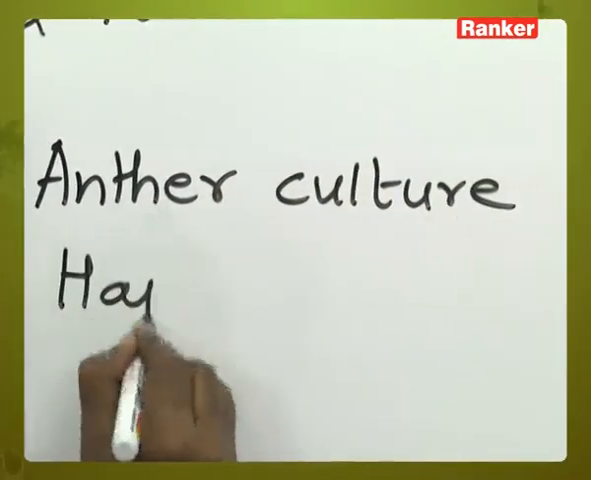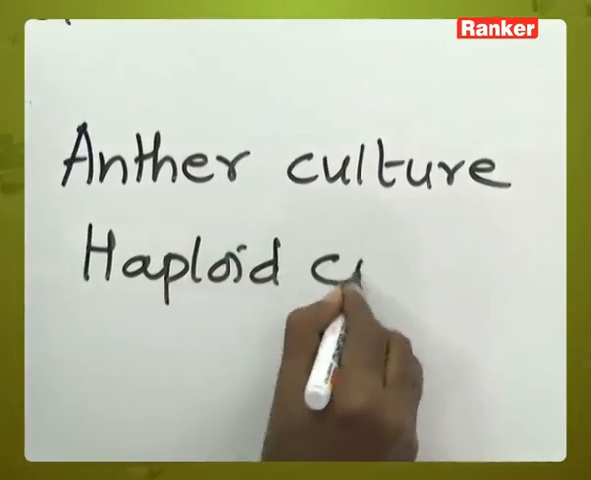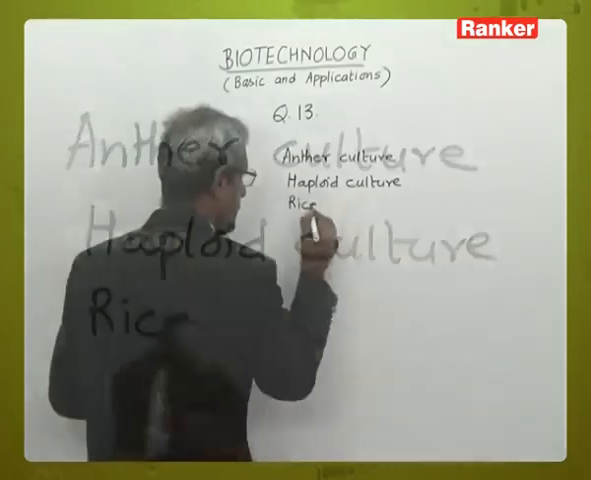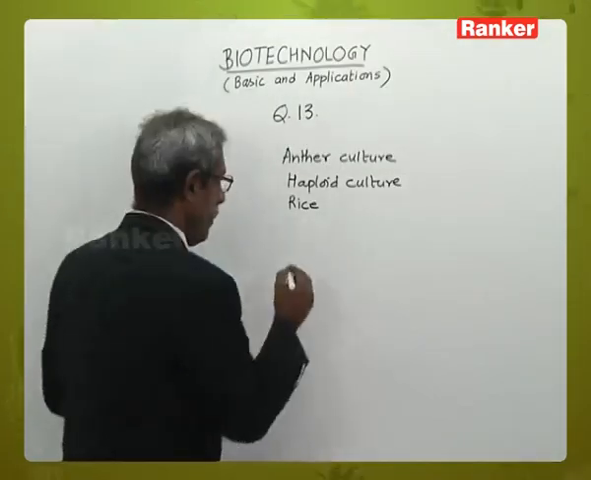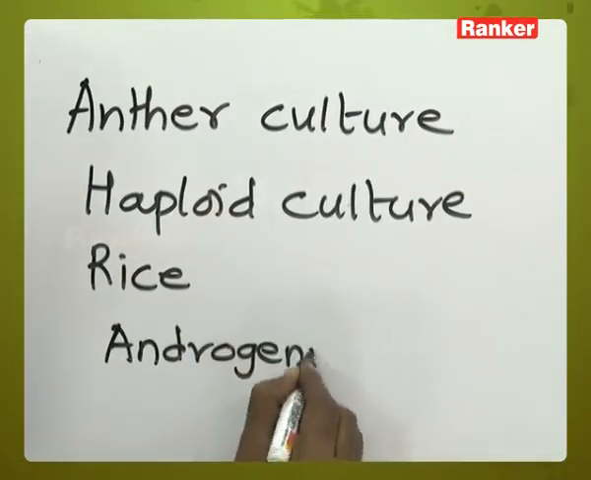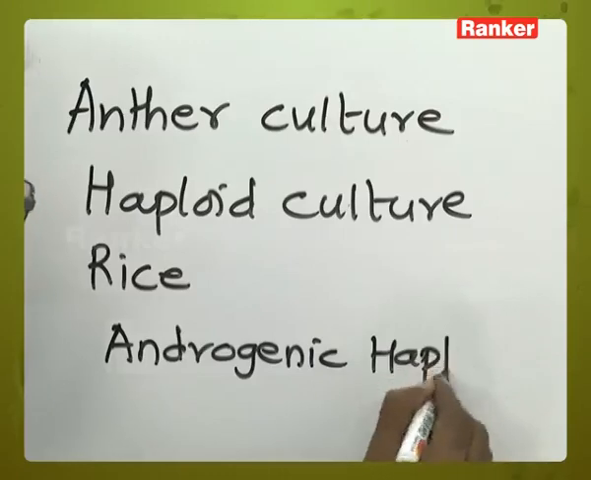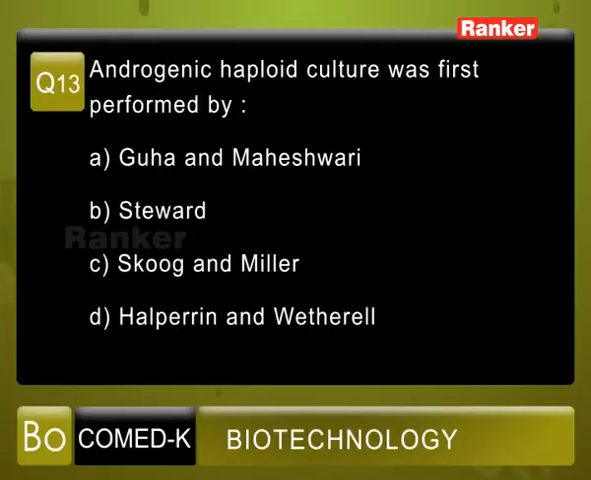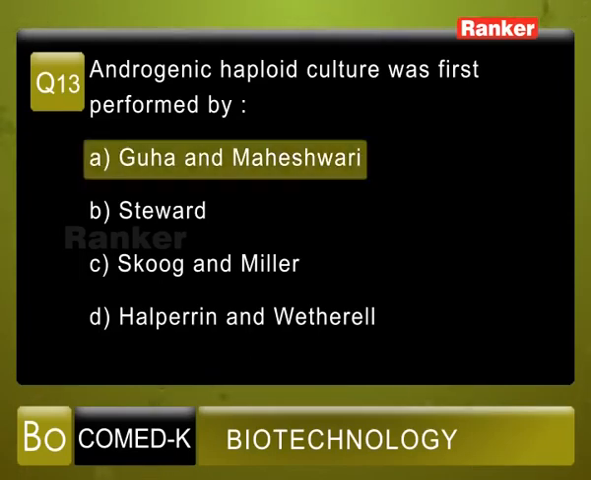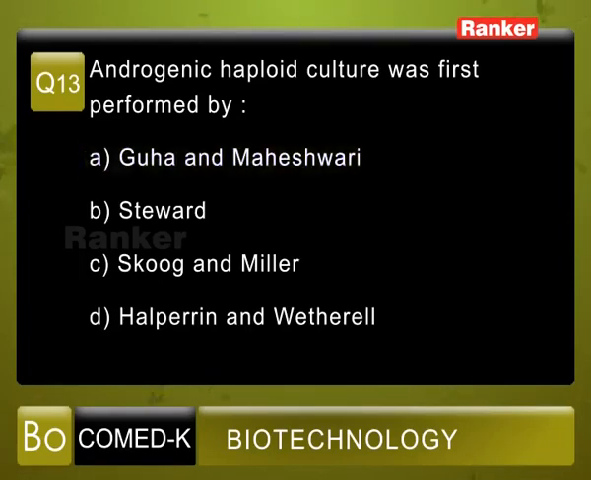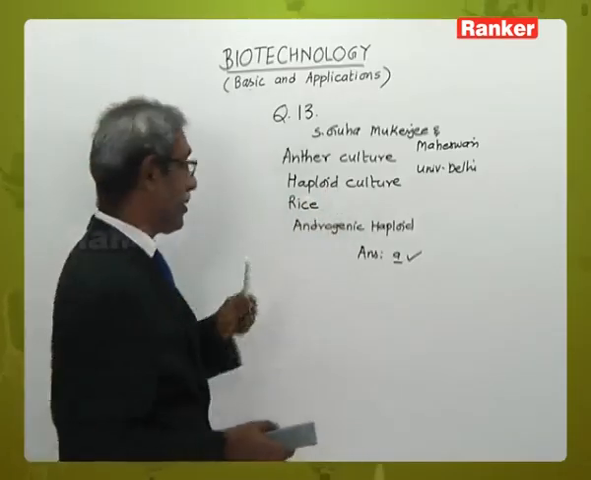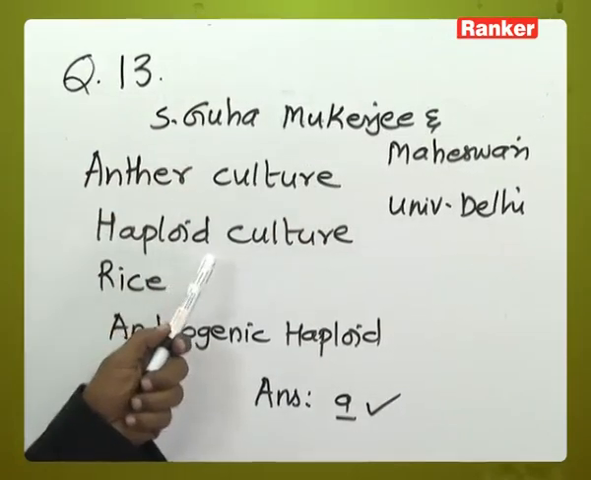or haploid culture, especially in terms of rice, or androgenic haploid culture. The right answer among the choices is A. It is Sipra Guha Mukherjee and Maheshwari from the University of Delhi, who are responsible for anther culture and haploid culture, the first anther culture or haploid culture of plants.